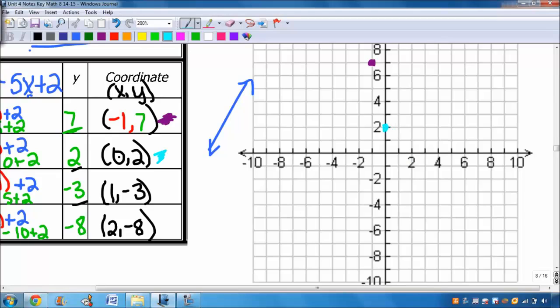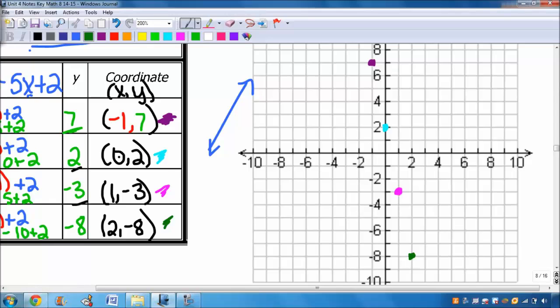All right. The next coordinate is 1, negative 3. So I'm going to go to the right 1 and down 3. All right. And then the last coordinate is 2, negative 8. So I would go to the right 2 and down 8. Okay, then all I have to do is connect my dots.